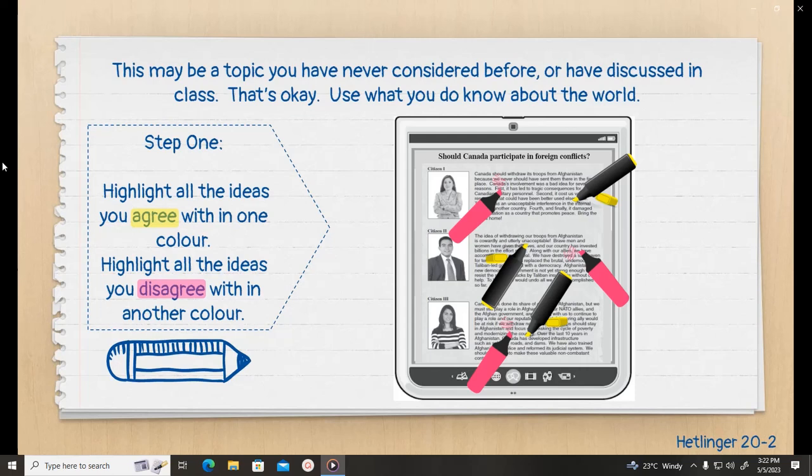It's okay if you agree and disagree with various points for the same citizen. What this will do is allow you to visually see which citizens you agree with more or less, and you'll also be able to see which points you'd like to bring up in your own perspective and which you'd like to argue against.